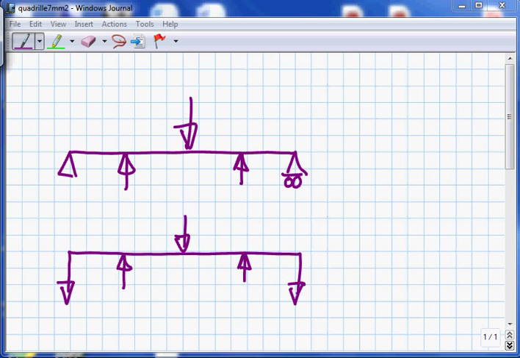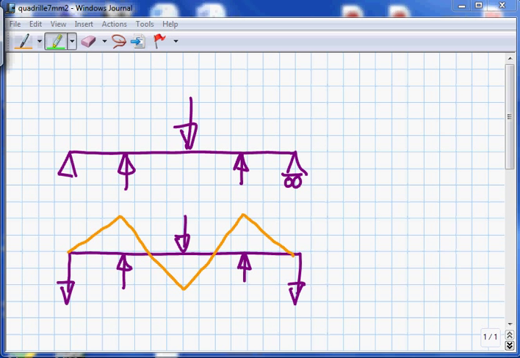So point one is that the bending moment diagram for a structure which only has point loads is made up of straight lines, and the bending moment diagram only changes under a point load. So here's the bending moment diagram for this structure. Straight line, straight line, straight line, straight line.